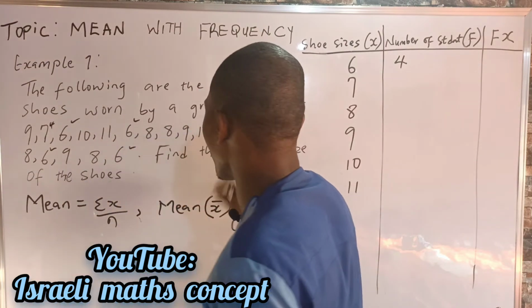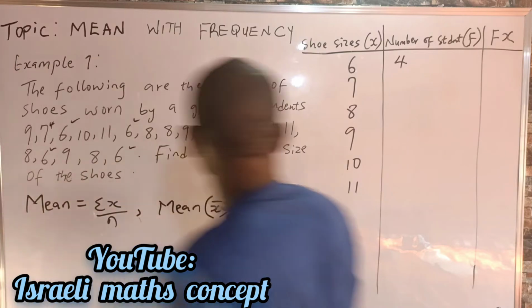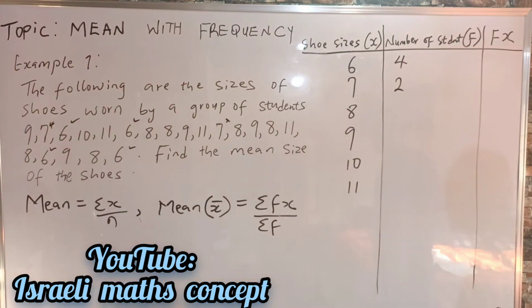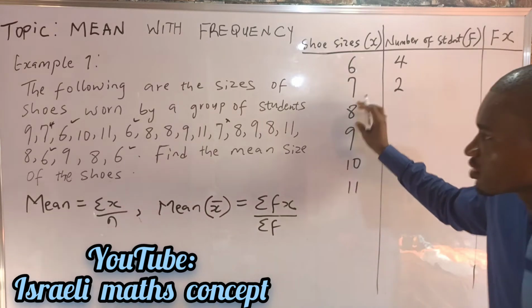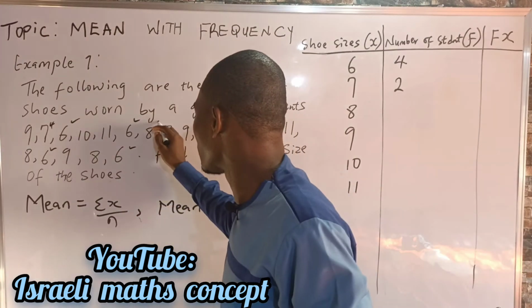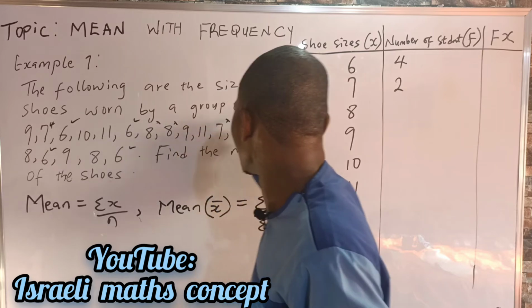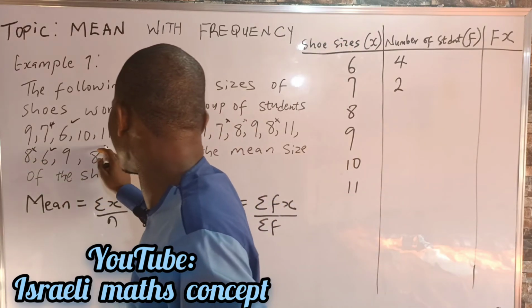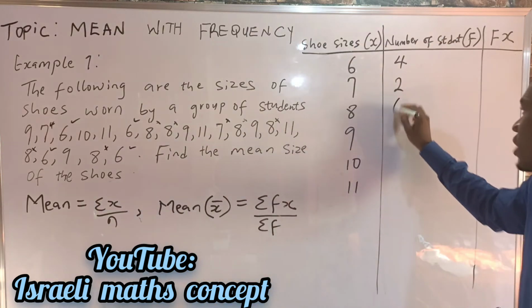This is 2. There are just 2. Then we write it, there are 2 students. Then how many students wore a shoe size of 8? Let's count it. This is 1. This is 2. This is 3. This is 4. This is 5. This is 6. So we put it down 6.